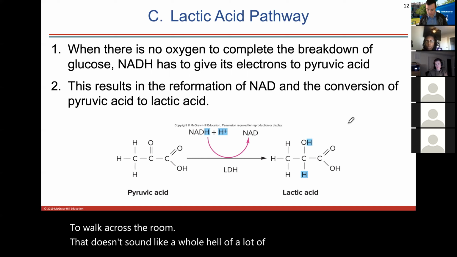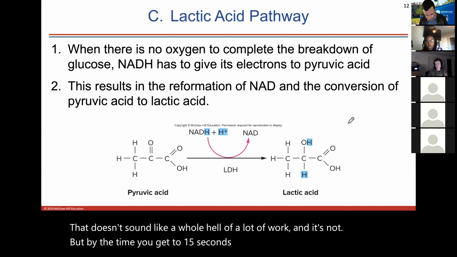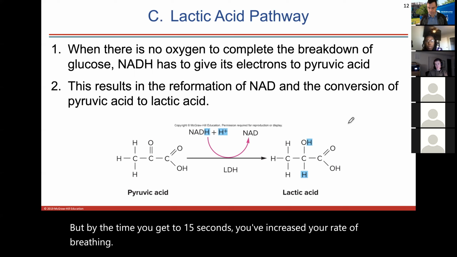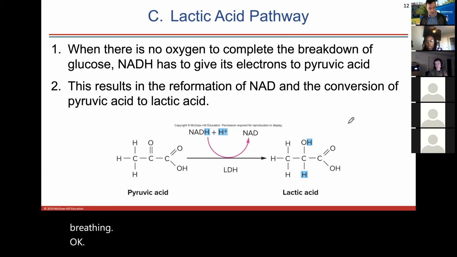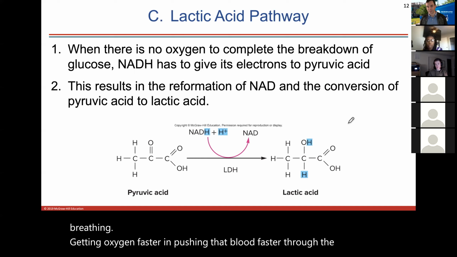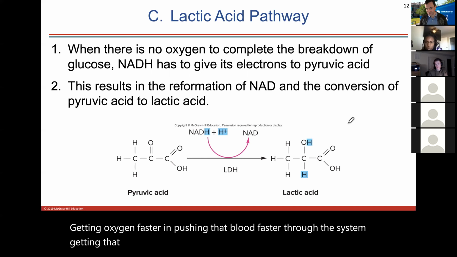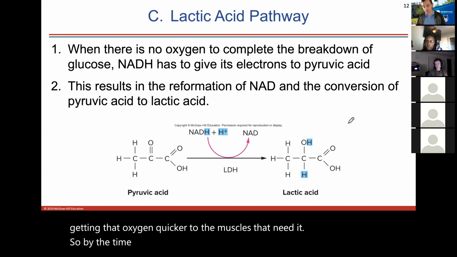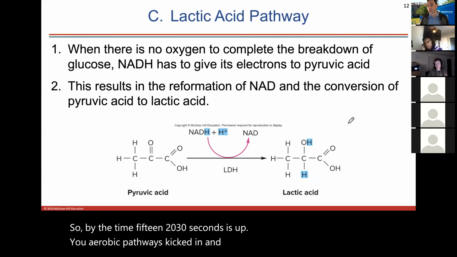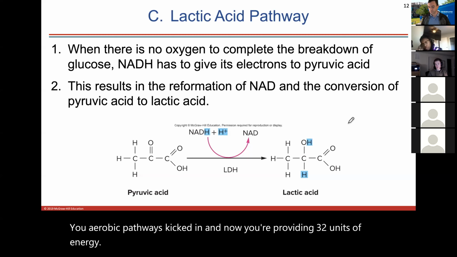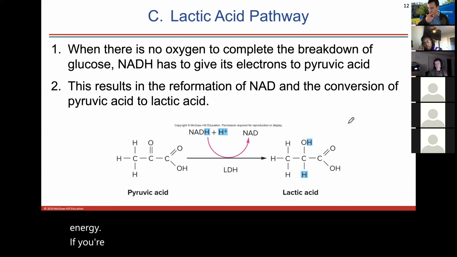And it's not. Okay. But by the time you get to 15 seconds, you've increased your rate of breathing. Okay. Getting oxygen faster in, pushing that blood faster through the system, getting that oxygen quicker to the muscles that need it. So by the time 15, 20, 30 seconds is up, your aerobic pathway is kicked in, and now you're providing 32 units of energy. Okay. If you're using glucose predominantly.